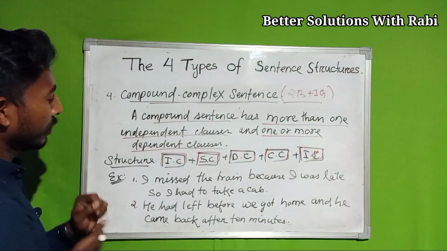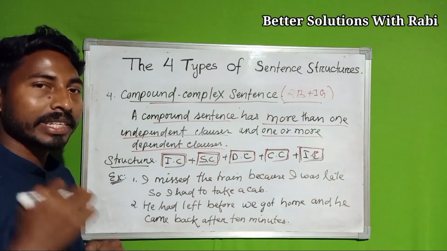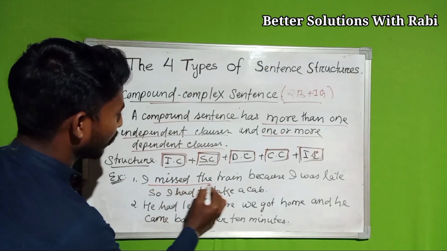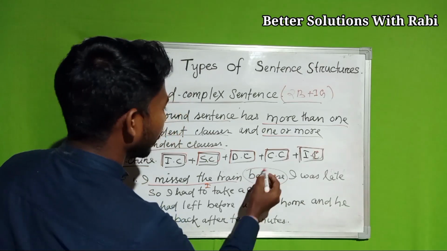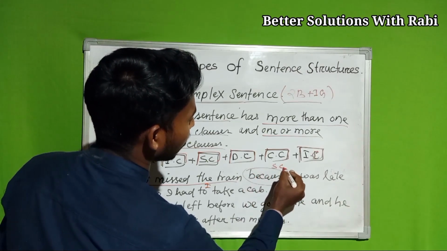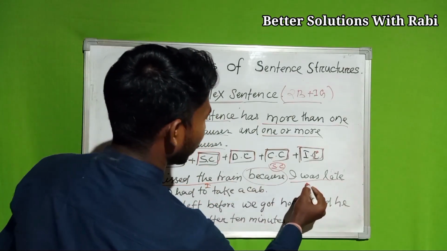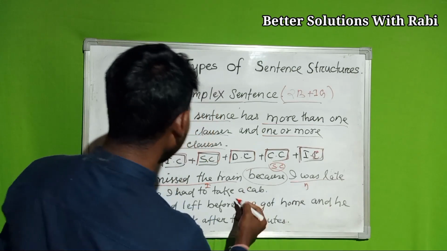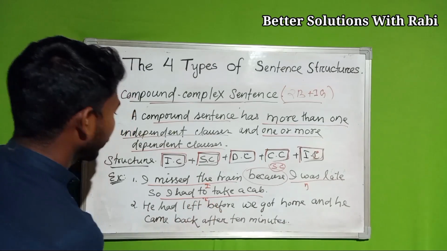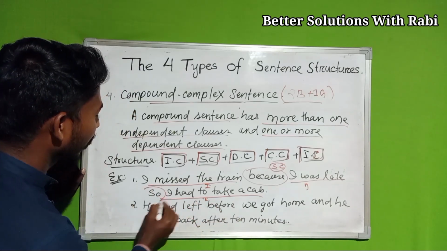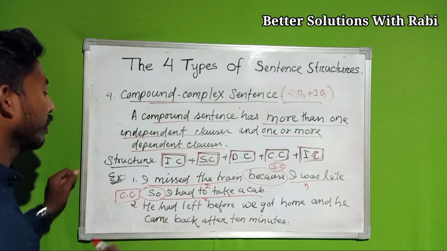So now look at the examples. First one we have: I missed the train because I was late, so I had to take a cab. Now here "I missed the train" is the independent clause of the sentence. Here "because" is the subordinating conjunction, and "I was late" is the dependent clause, and "so I had to take a cab" is the independent clause here, and "so" here is the coordinating conjunction.